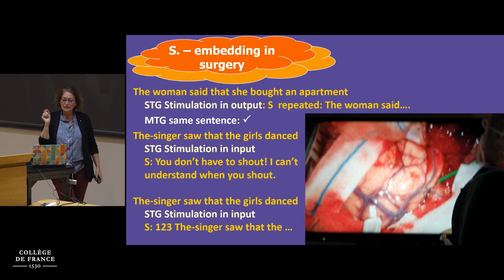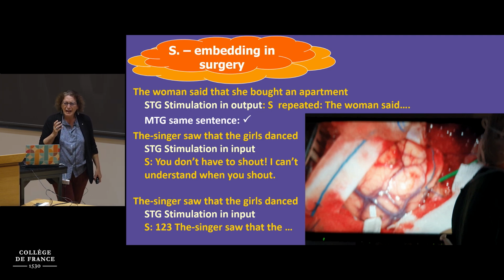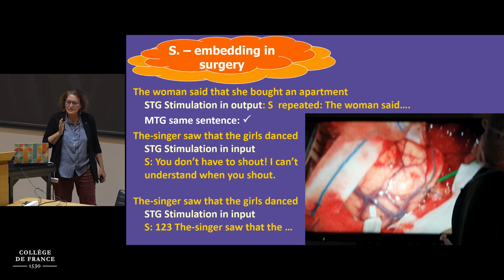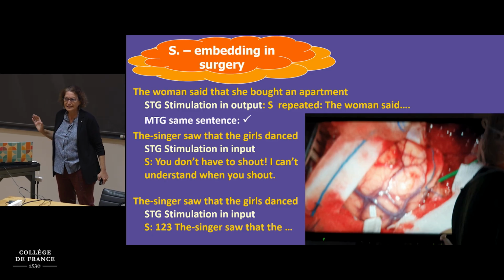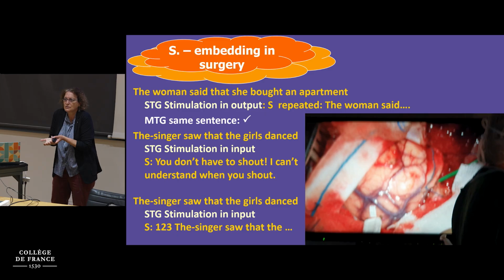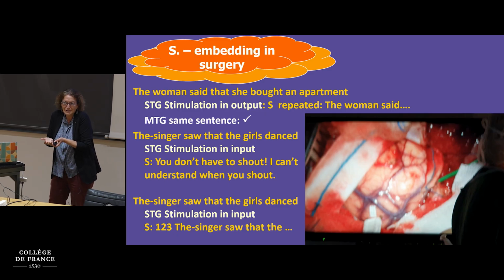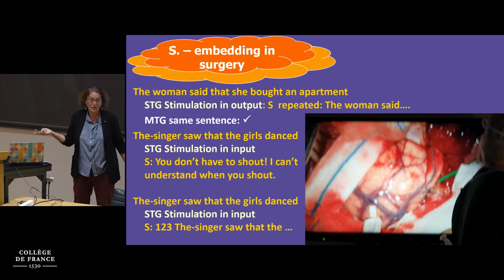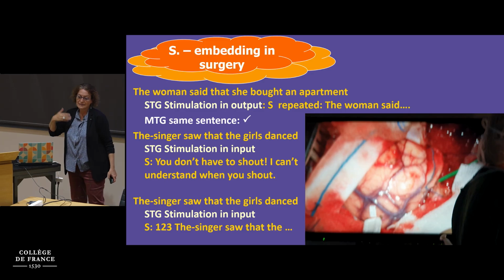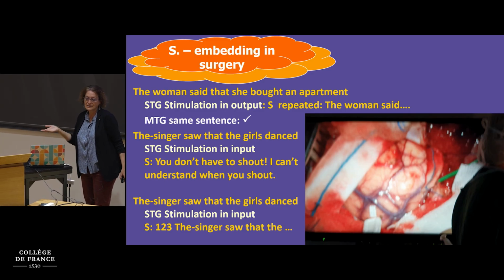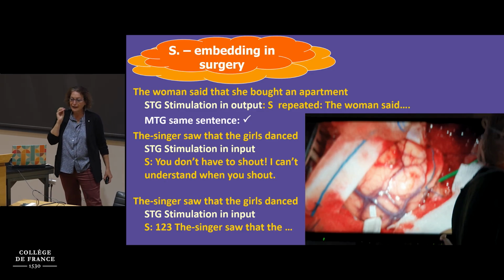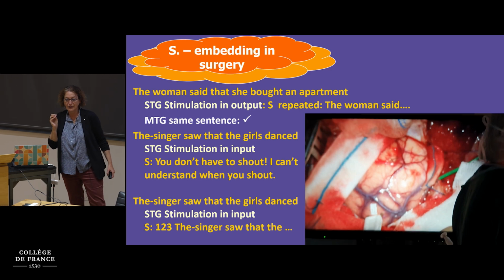And then, "The singer saw that the girl danced." He has to repeat it. And he shouts at us, "You don't have to shout. I can't understand anything when you shout." So he doesn't understand why he stopped understanding us. He thinks it's because we are shouting, but actually it's because we are stimulating the STG. And then I say, "The singer saw that the girls danced," and he says, "The singer saw that there," and he gets stuck. So we identified his area of embedding.